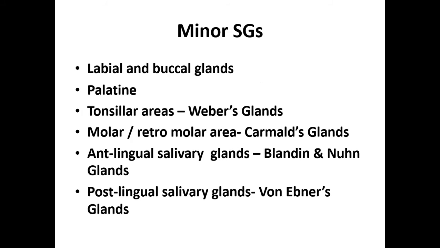The minor salivary glands are the following: labial and buccal glands. We have palatine glands. In the tonsillar areas, we have the Weber's gland. In the molar, retromolar area, we have the Carmalt glands. And anterior lingual salivary glands, we have the Blandin and Nuhn glands. And posterior lingual salivary glands, we have the von Ebner's gland.